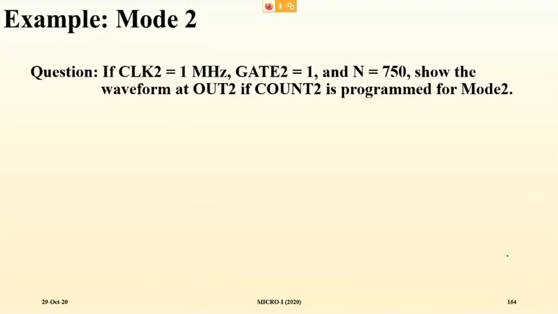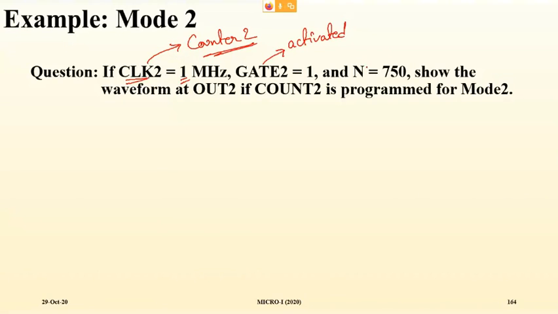Let us take an example. Suppose here we are saying clock 2 is 1 megahertz. Clock 2 is 1 megahertz. It itself shows that we are using counter 2. Okay, so clock 2 is 1 megahertz, gate 2 is 1, so gate is activated.